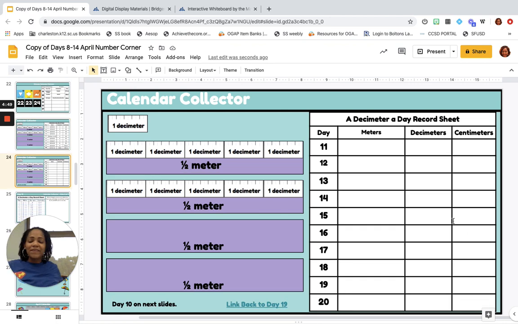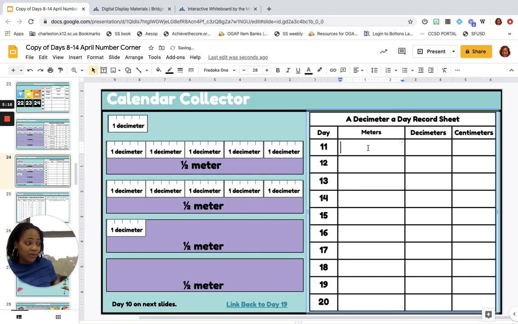So even though it's not the 11th day of school, let's go ahead and collect for the 11th day and for the 12th day. Let's do it. So here's day 11, which would be tomorrow. And that gives us how many meters now?